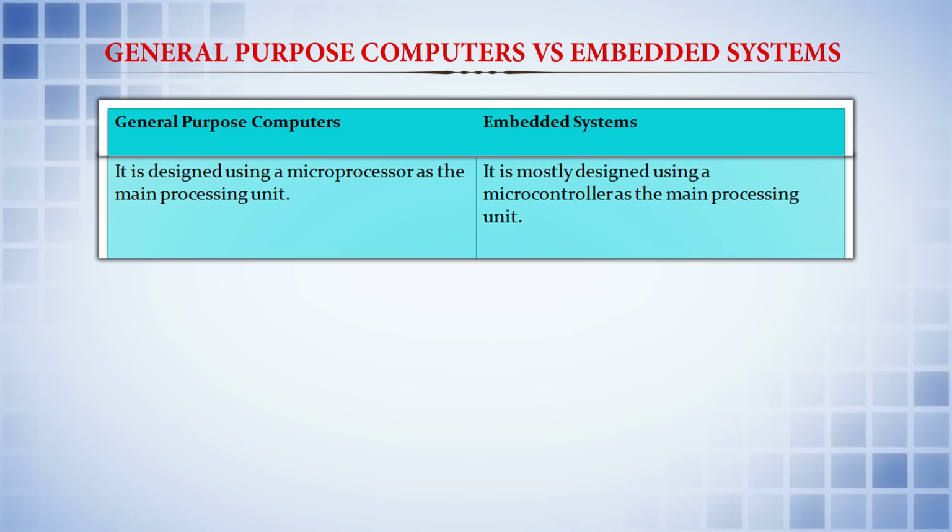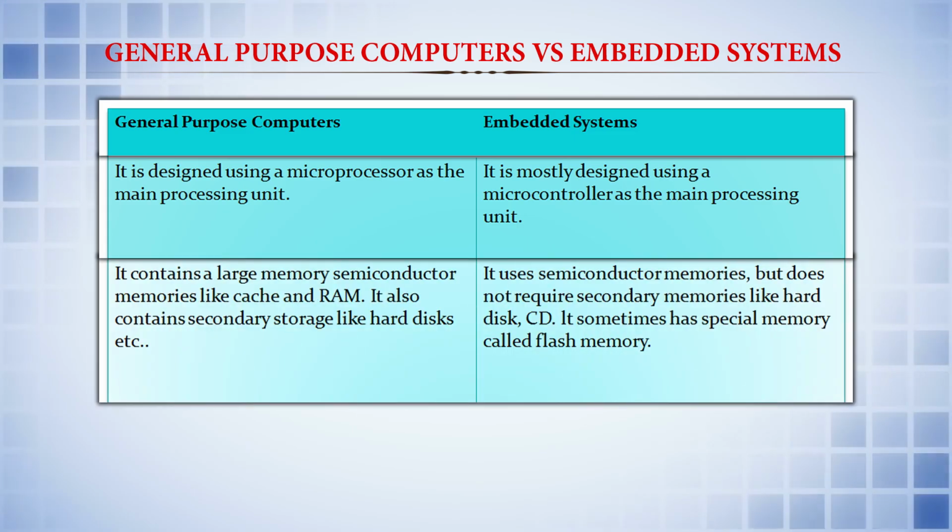General purpose computers contain a large memory, that is semiconductor memories like cache and RAM. They also contain secondary storage like hard disk, etc. And an embedded system uses semiconductor memories but does not require secondary memories like hard disk and CD. It sometimes has a special memory called flash memory. So, in most embedded systems, we may use flash memories.